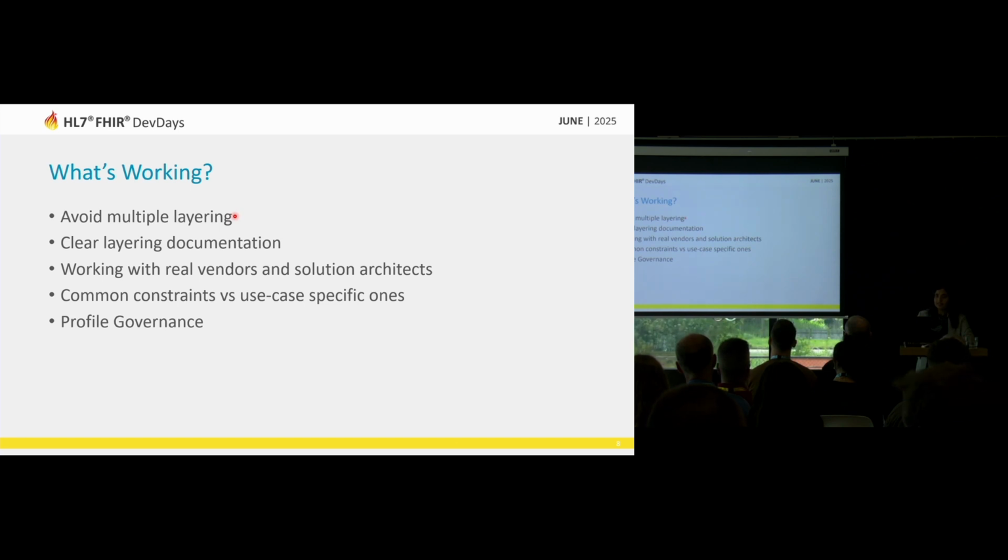And if you need layering, there should be clear layering documentation. You need to tell in your specification that this is your parent specification, this is your child, right? And this is how I'm different from the parent spec. Another thing that I've realized is that it's really useful to work with real vendors and solution architects to ensure that they understand how to read a profile, how to read a FHIR specification, right? I feel at this point there's a lack of clarity there, and we need to ensure that our implementers understand what we're creating from a standards perspective as well.